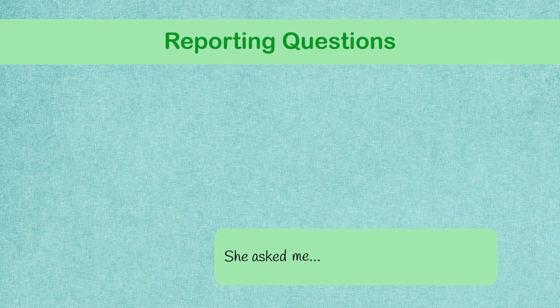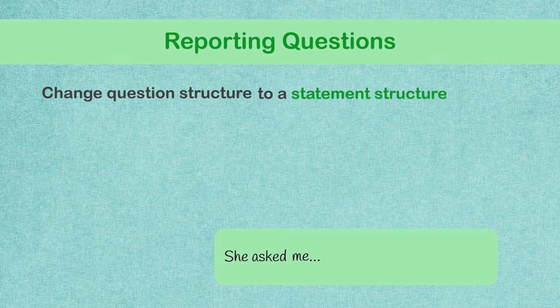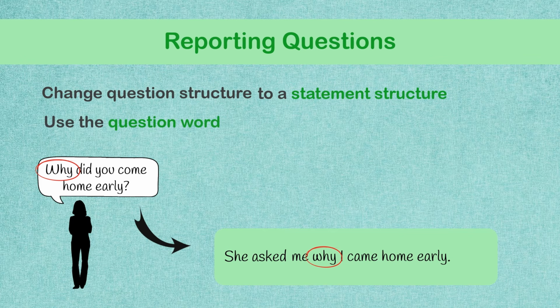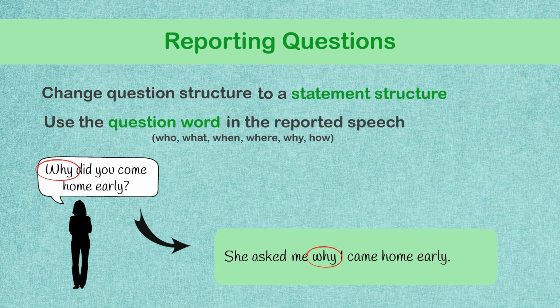When we report questions, we change the question structure to a statement structure. For example, let's imagine we are reporting this question. Why did you come home early? It would sound like this. She asked me why I came home early. We kept the word why from the direct speech. We use the same question word from the direct speech, whether it's who, what, when, where, why, or how, in the reported speech.